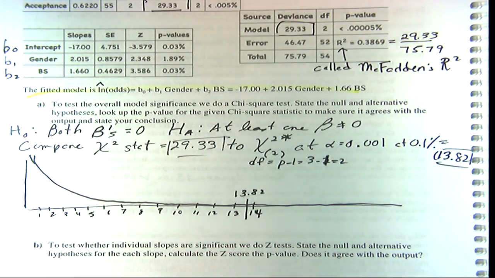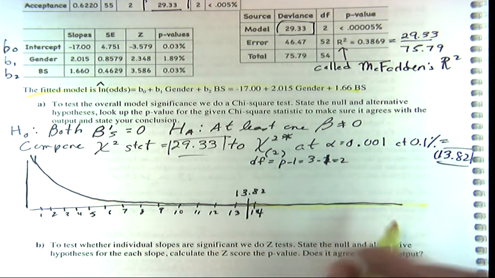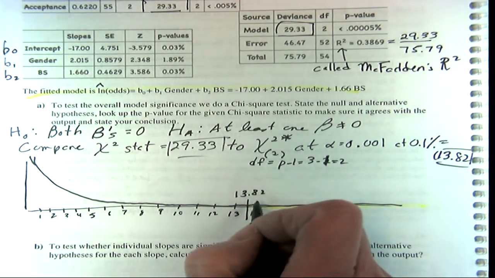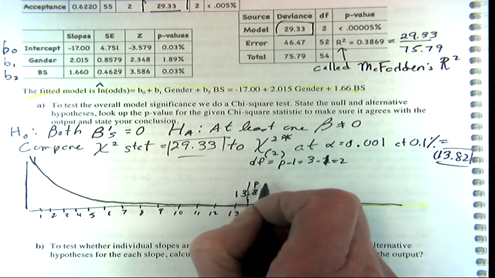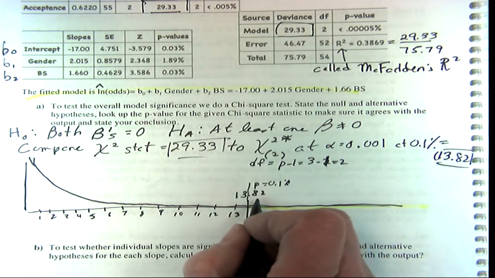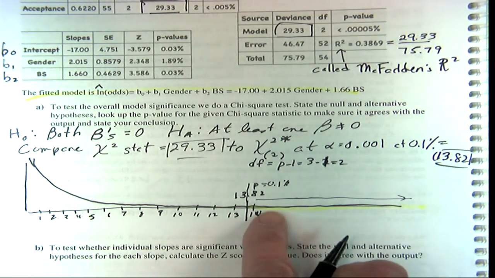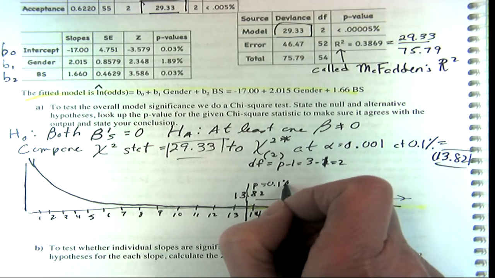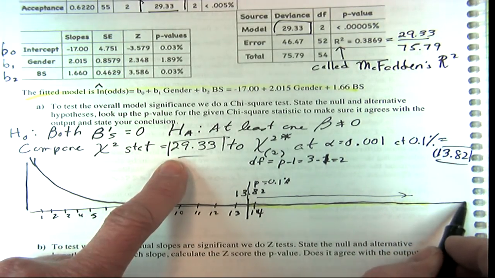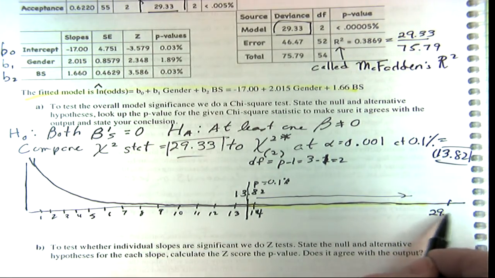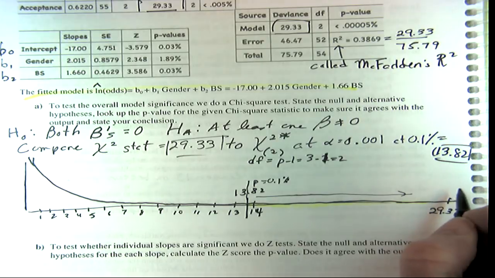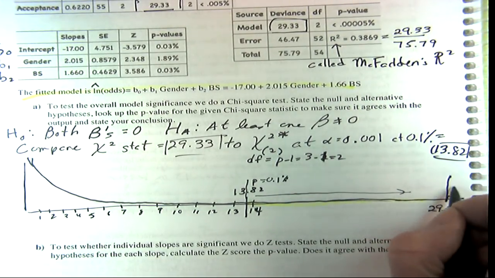And right here at 13.82, the area here, which you can barely see, I'm just highlighting it, is just equal to what? From here on in, P is what? P is equal to 0.1% from here. That's just 0.1%. And what do we have? Our chi-square is 29.33. It's way, way, way out here. So our p-value is to the right of here.